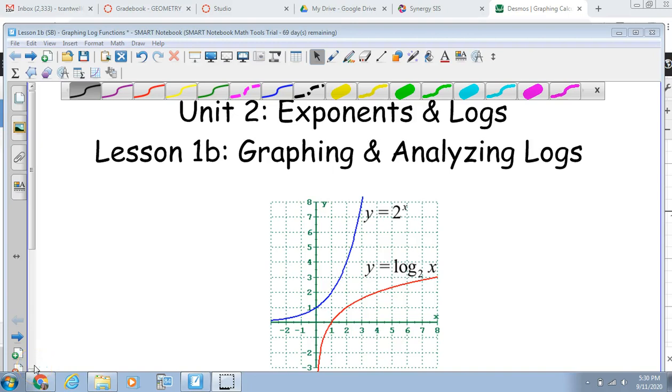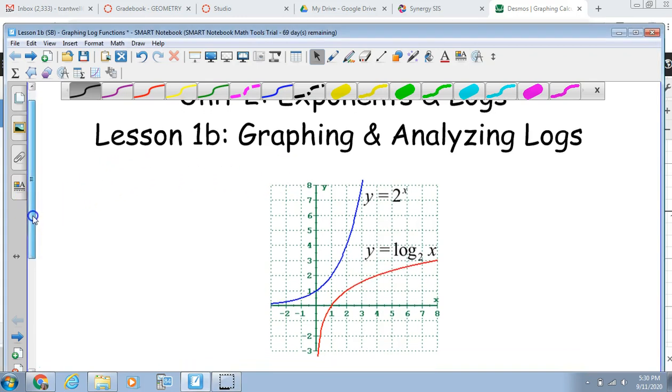Hello, math analysis students. In this video, we are going to learn about how to graph logarithmic functions. Now, it's important to note that logarithmic functions and exponential functions are very closely related to each other. They are inverses of each other.